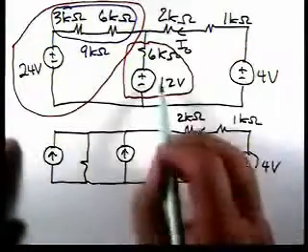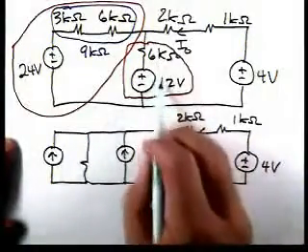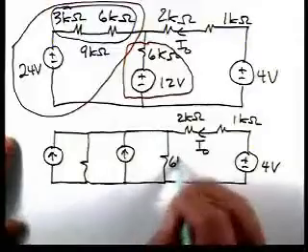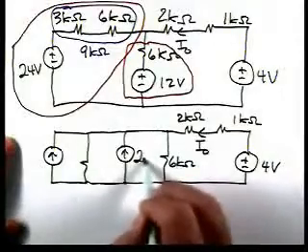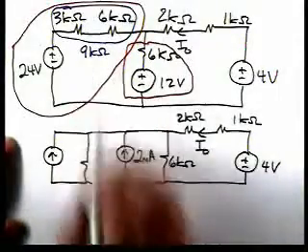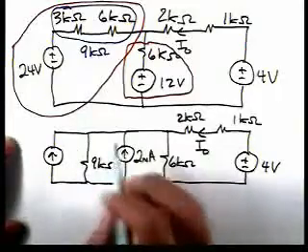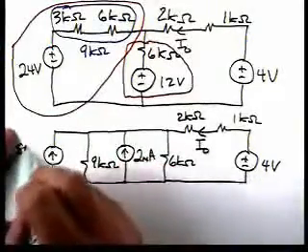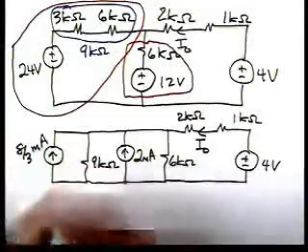Now, this combination here, series combination, here's the 6 kilo ohm resistor. This is a 2 milliamp source. Here's the 9 kilo ohm resistor. And now this is 8/3 of a milliamp.